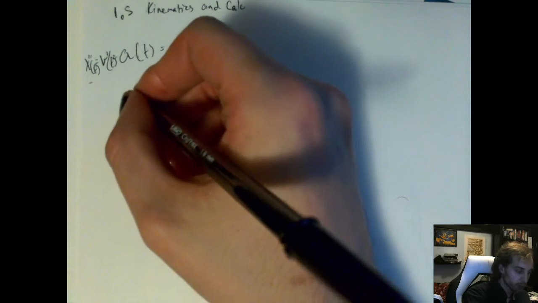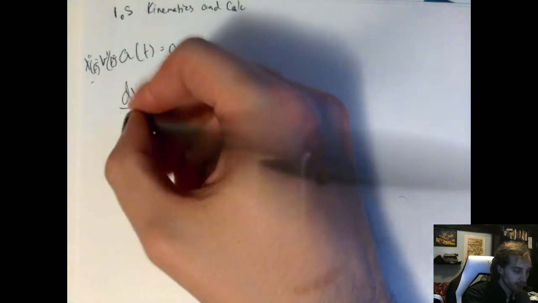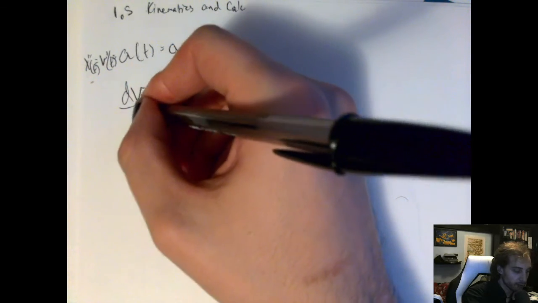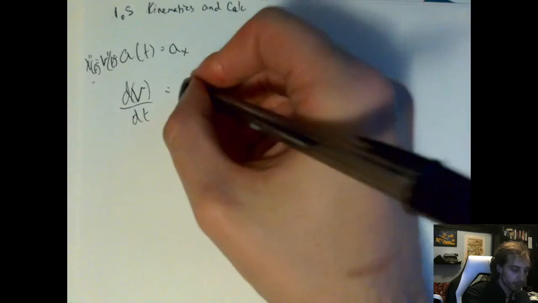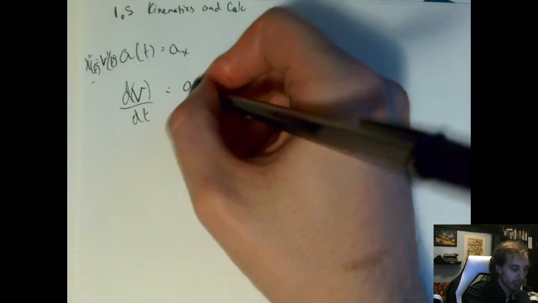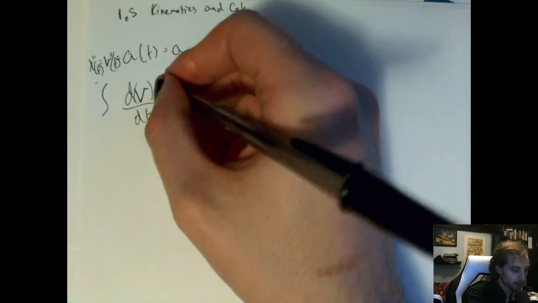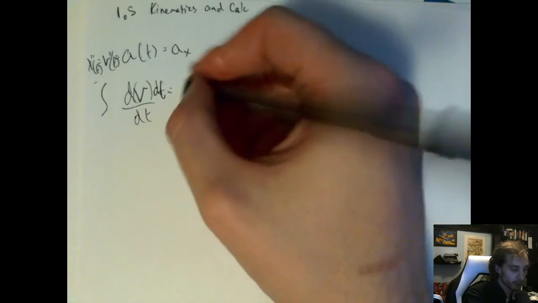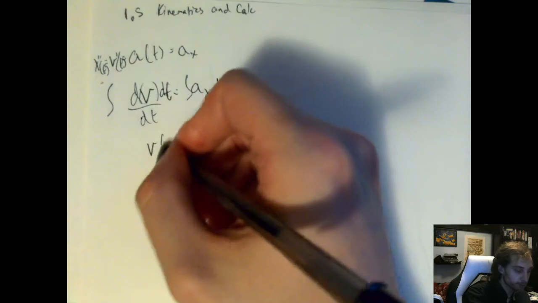So if we want to find velocity, because this is saying that dv dt is equal to ax, all we have to do is take the time integral, the integral with respect to time, of both sides. And if we do that, we'll just get our velocity equation.